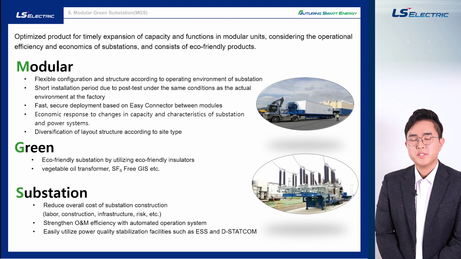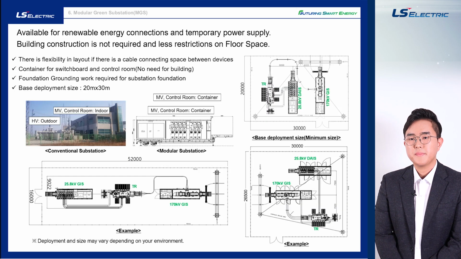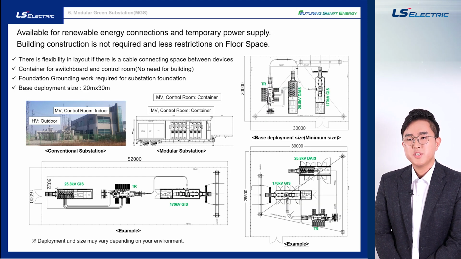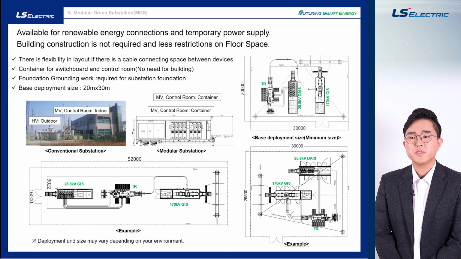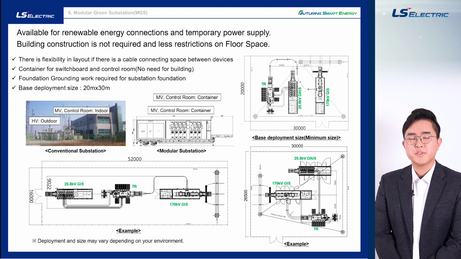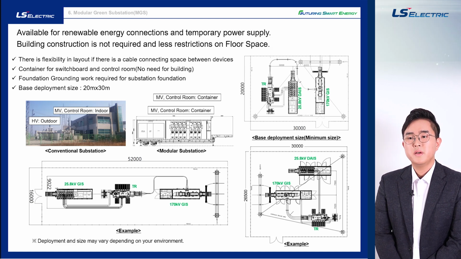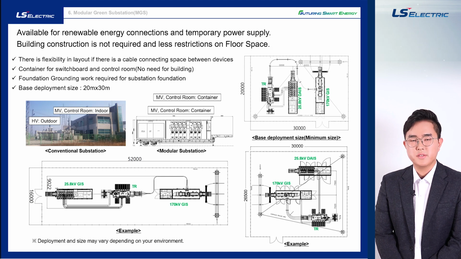In terms of substation construction, it can reduce the overall cost and even utilize power quality stabilization equipment such as ESS and STATCOM. Moreover, MGS can be used to link renewable energy sources and provide temporary power, and does not require building construction, and there are few restrictions on space. Arrangement and sizes are very flexible depending on operating environment and conditions.